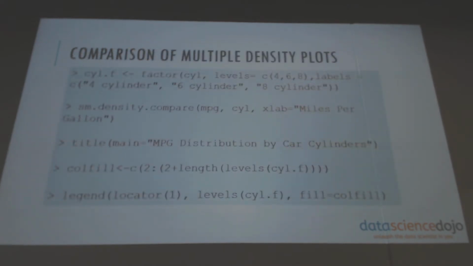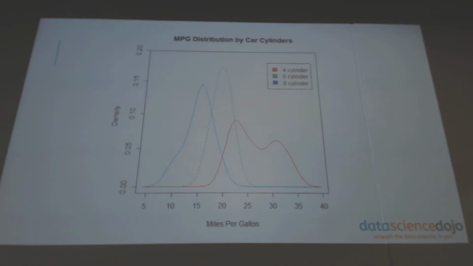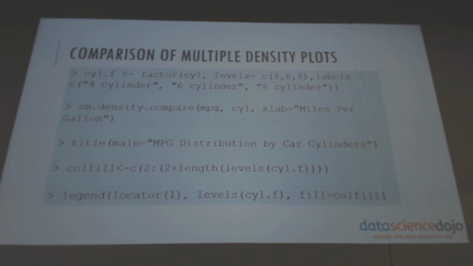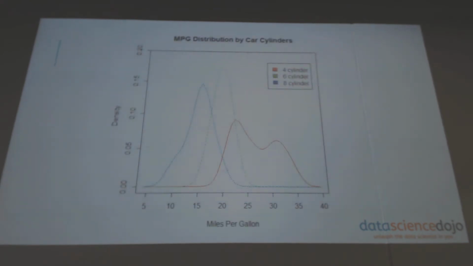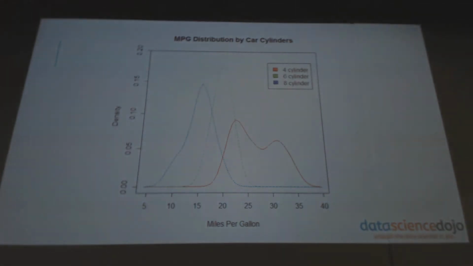Okay, so this seems to be fairly complex syntax. I'm not going to go into the syntax. What this is doing is comparing multiple density plots, and this is what it looks like. So what this did was it plotted the mileages of 4-cylinder, 6-cylinder and 8-cylinder cars. So we have these cars with different mileages, and then this is what it looks like.